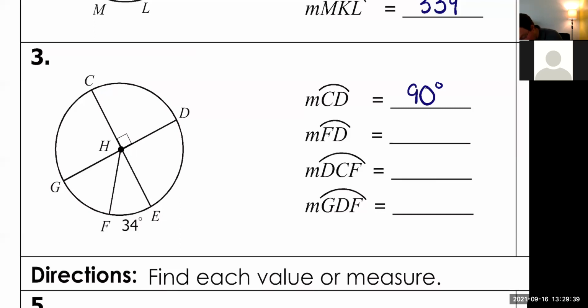Next on our list is arc FD. Now this one's kind of sly because it requires us to come to a conclusion. If this was 90 degrees, can anyone tell me something about angle DHE? It is also 90 degrees, which means arc DE is 90 degrees, but we want to go from F to D. So that's the 90 plus the 34. We get 124.